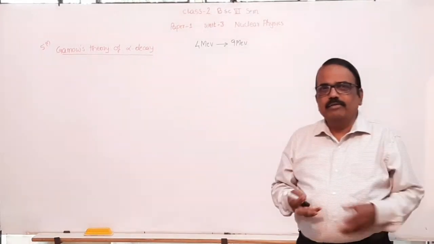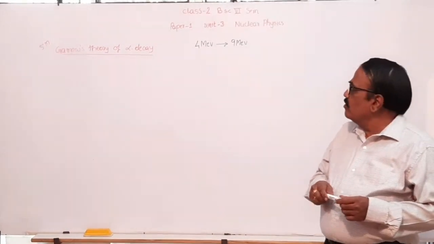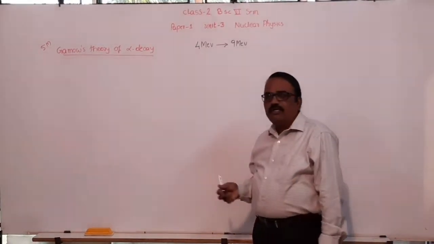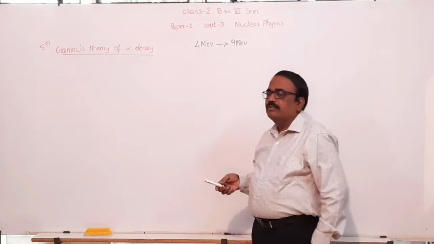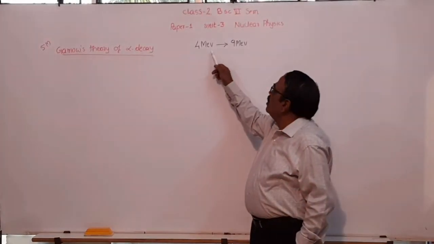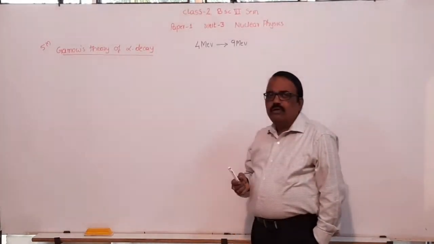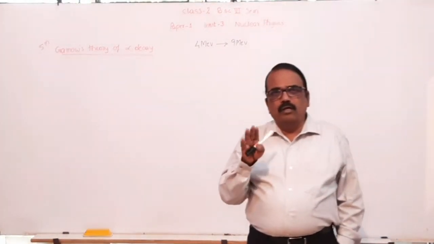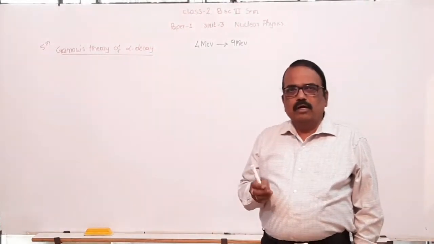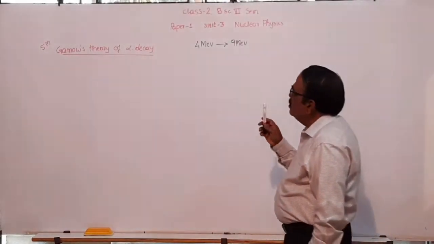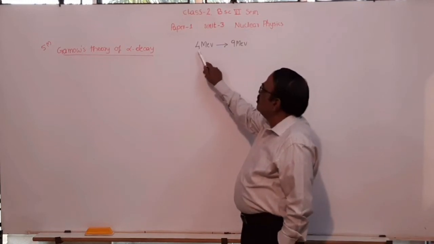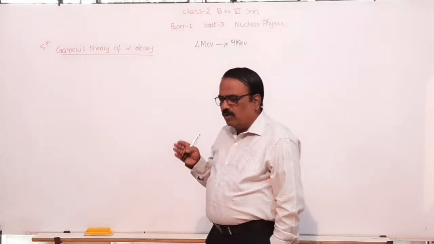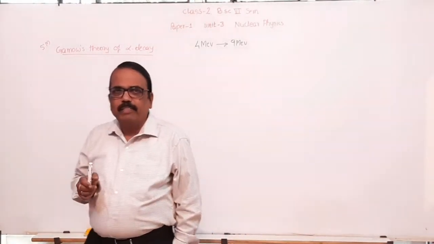In the last class, we arrived at the disintegration energy of a natural radioactive element lies between 4 mega electron volt to 9 mega electron volts. That means when the alpha decay process takes place, the total energy released lies between 4 mega electron volt to 9 mega electron volt for all radioactive elements.